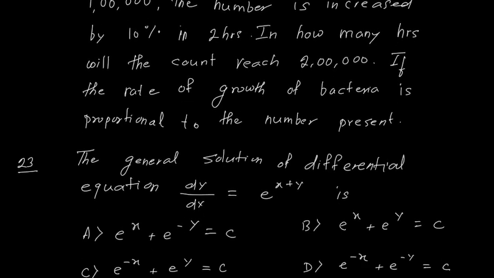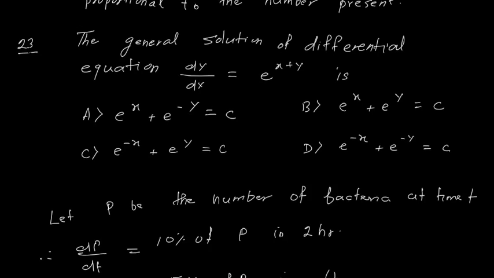Right? Okay, now let us see the last question of this exercise. We have to find the general solution of the differential equation dy upon dx is equal to e power x plus y. You can write this as e power x into e power y, so that we can separate y with dy and x with dx.